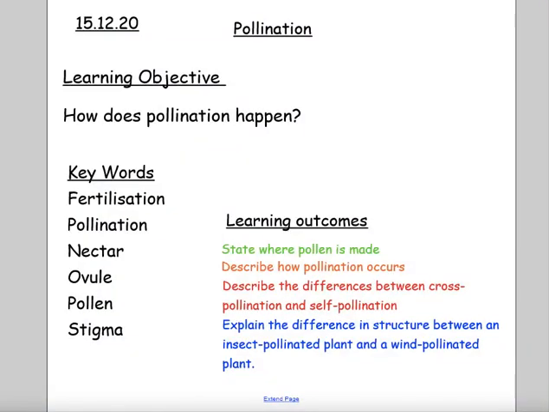This is Science Lesson 2 for this week. It is on pollination. You should already have completed the lesson on the male and female parts of the flower. Please put today's date and the title in your book. You will need to pause this video in order to complete tasks, and any questions, please go to the Teams meeting that will be available on your timetabled time.